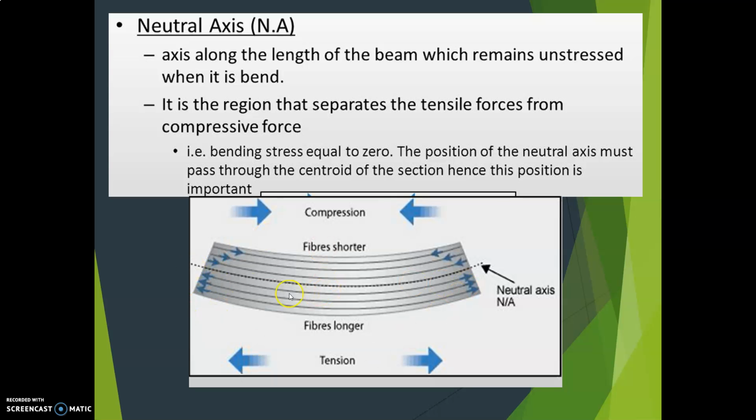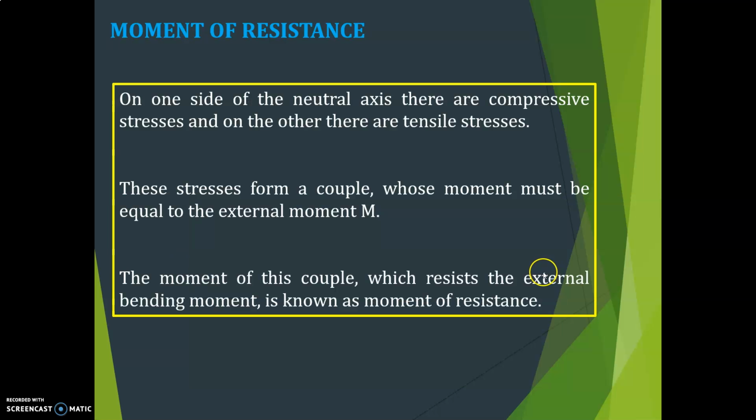Hence, this position is important. You can see here, this is the position of the neutral axis. This is neutral axis, and because of this it gets compressed, so the fibers become shorter, and so there will be a compression stress, and here the fibers become longer, so there will be tensile stresses developed. So this is the position of the neutral axis.